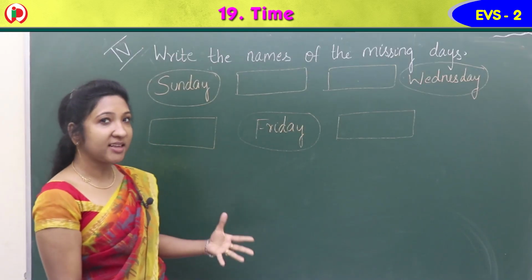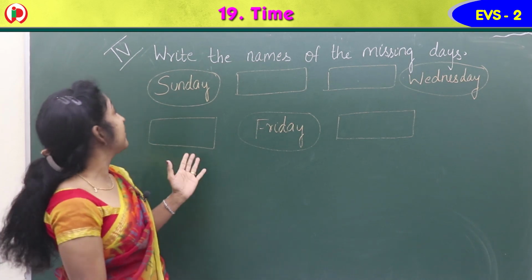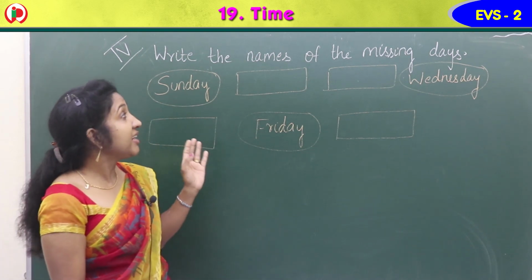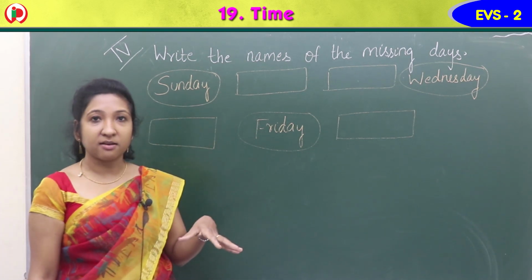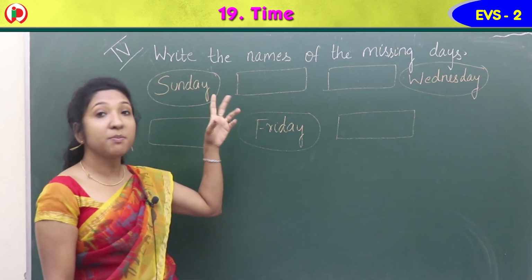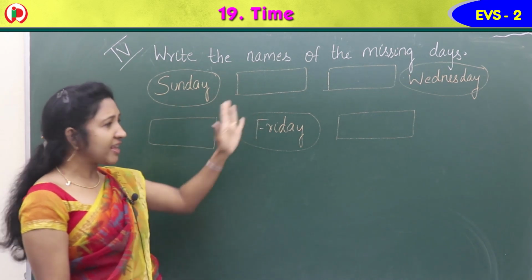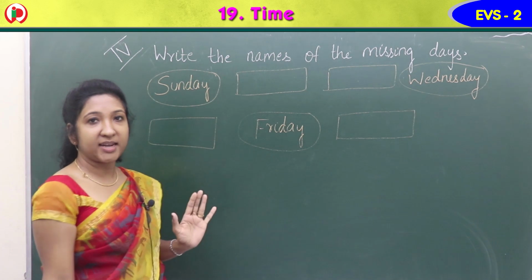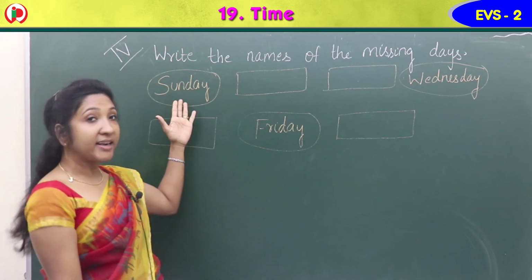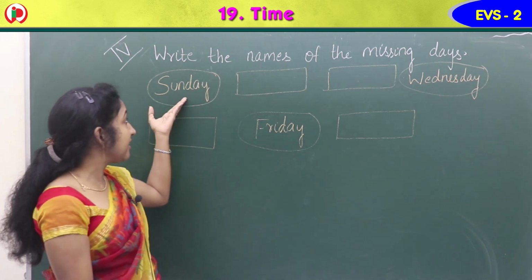Children, so our next exercise in the workbook is exercise 4. Write the names of the missing days. You have to write the names of the missing days. So some days are missing here. You have to write the names. So starting from Sunday. Yes, Sunday is here.